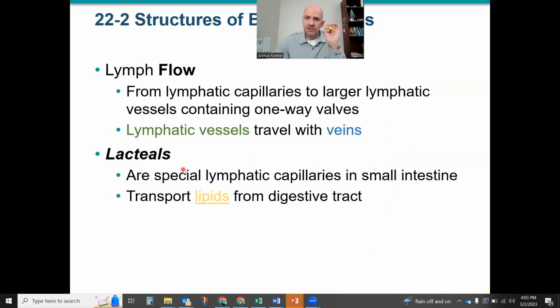Lacteals, okay, we're going to talk about the location of those. Those are associated with the intestines, okay? Lacteals are found in the intestines, okay? They're lymphatic capillaries located in the intestines, and their chief responsibility is to absorb lipids, okay? Lacteals has the name like lactose. You'd think like lactose, like milk, right?